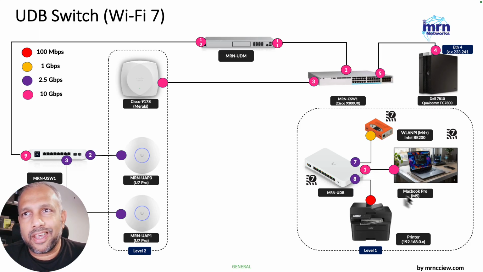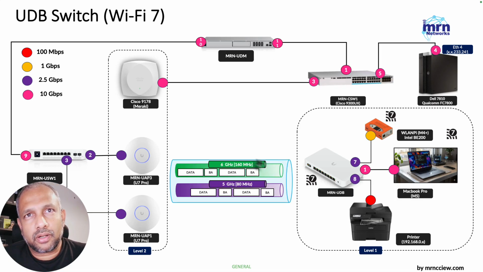I have plugged in not my MacBook Pro, but a MacBook M2, using a Thunderbolt to 10 gig adapter. That machine has been plugged into port number 1 here. Compared to my lab environment, I have upgraded the cable connection to direct attached cable, which provides 10 gig connectivity. Right now I have set up this UAP3.